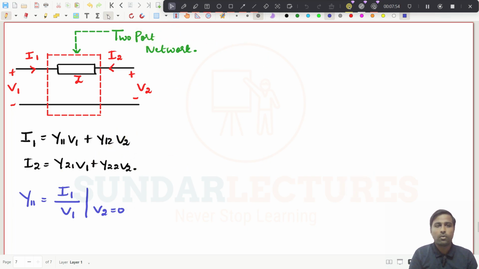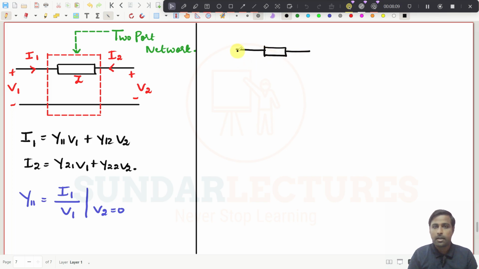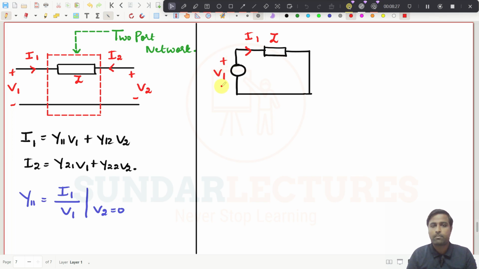So what happens now? If I take this and make the circuit, it will be like this. You will apply V1 here, and you need to short circuit this one. So what happens here? This is I1 and this is Z now, and this is plus minus V1, and I2 will flow, right? What happens here? The V2 becomes now 0, right? That is the one way.